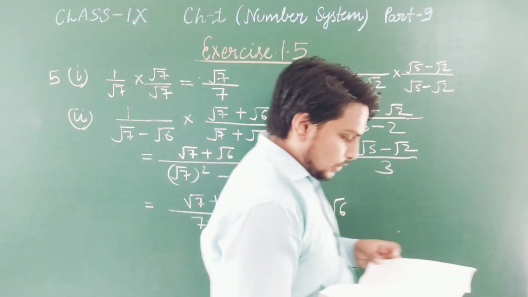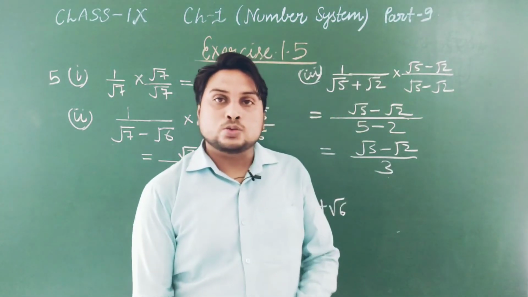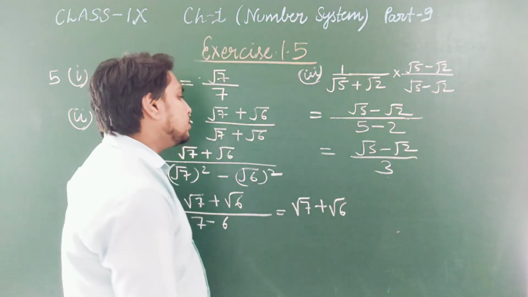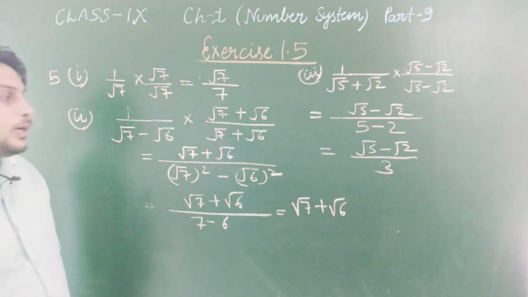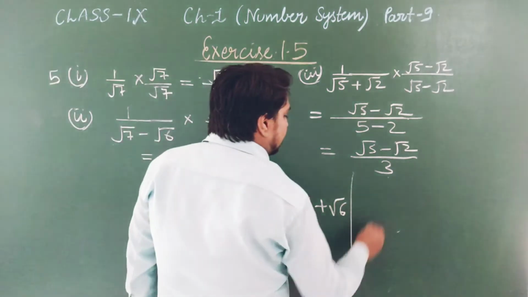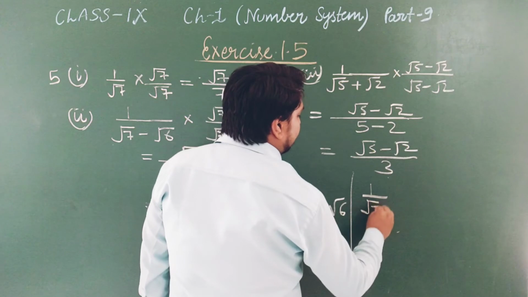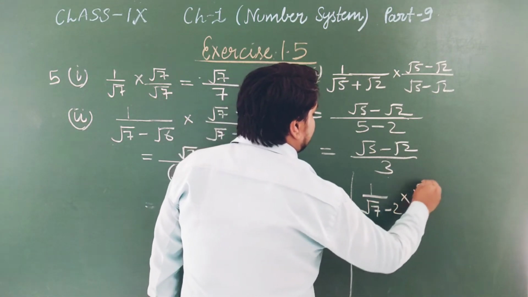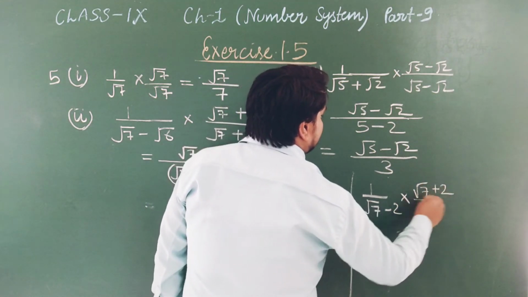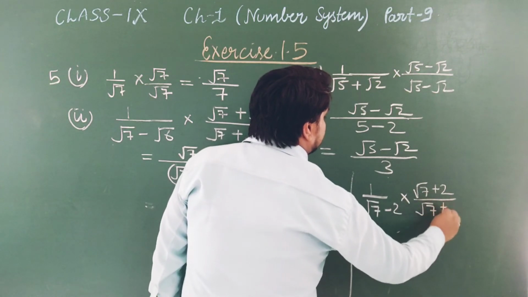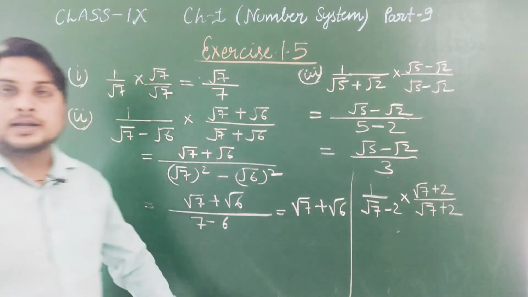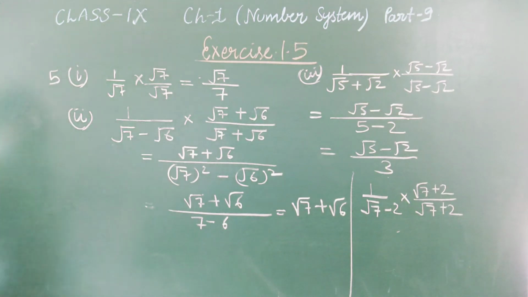The last part is 1 upon under root 7 minus 2. If it is 1 upon under root 7 minus 2, then you will multiply by under root 7 plus 2, in the numerator as well as the denominator. Then you can solve it further. So like this, your exercise 1.5 is completed. You can note down whatever is written on the board.